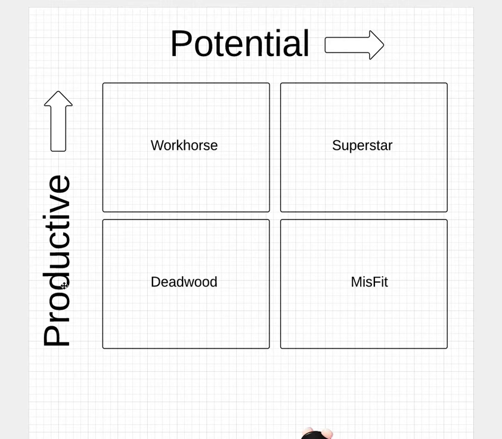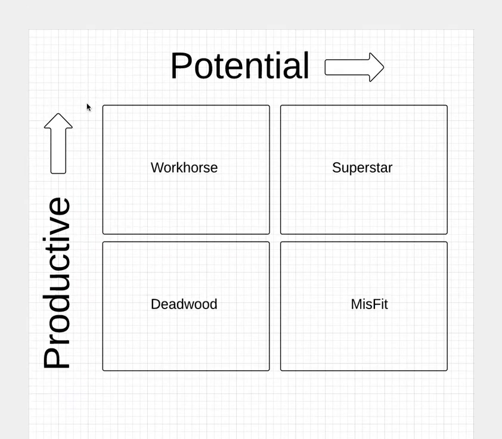So what it does is it measures productivity. Higher on the list, if a person's extremely productive, extremely valuable as part of that team or whatever you're trying to build, we move them up the scale here. If they have a high potential, we move them across the scale here.